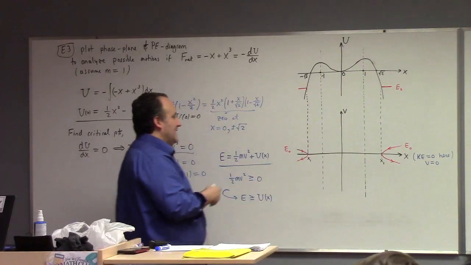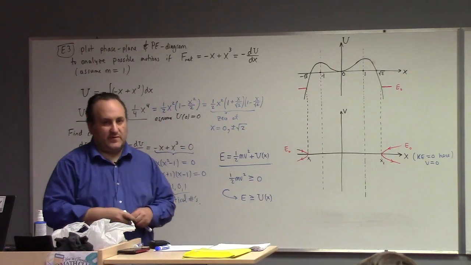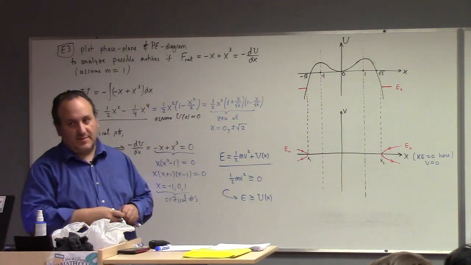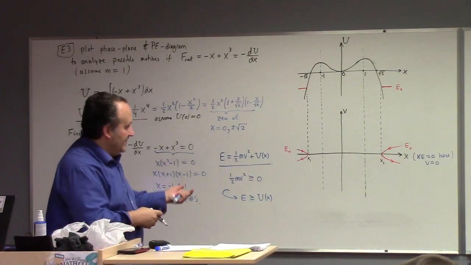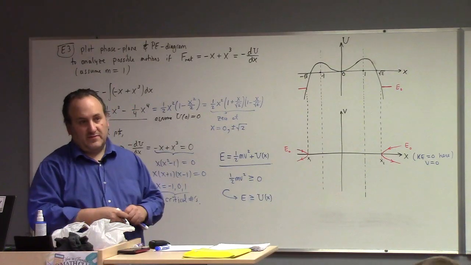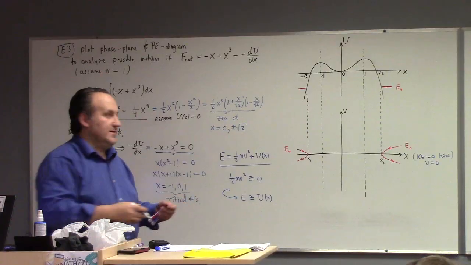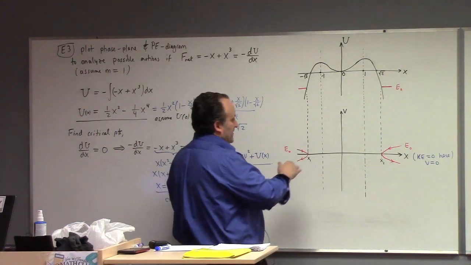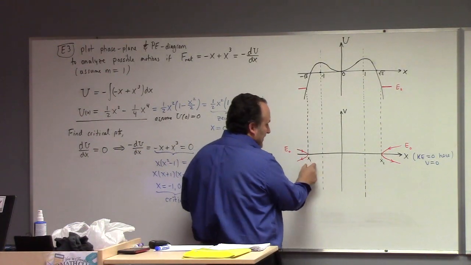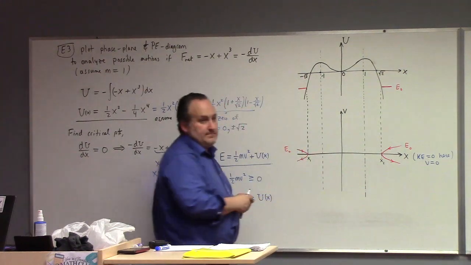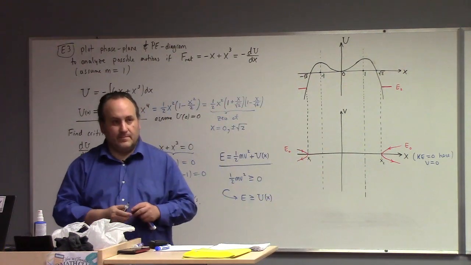For energy E naught, a motion with total energy E naught is only possible if x is to the right of x2 or to the left of x1. It's impossible, classically speaking, to have motion with energy level E naught between x1 and x2. All right?